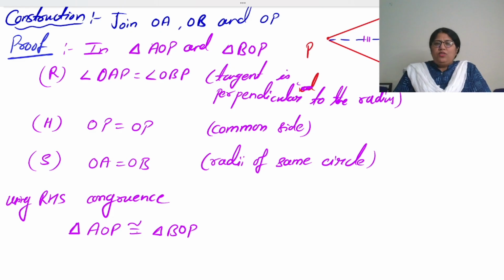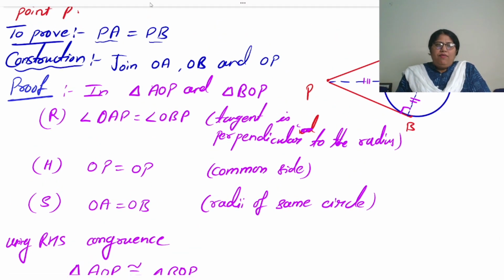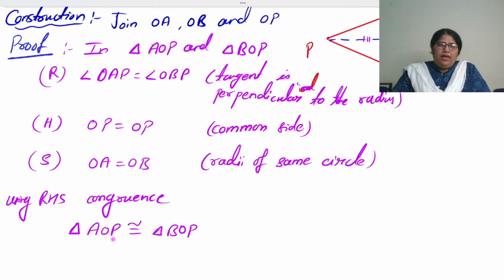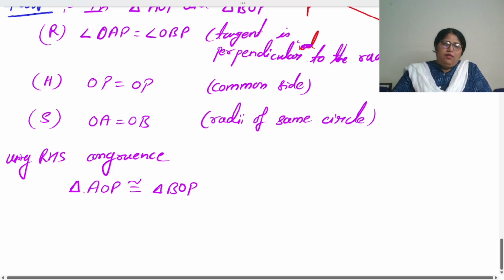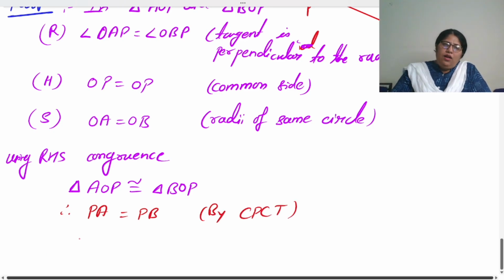The moment you prove these two triangles are congruent, automatically the corresponding sides, which is PA or AP, is equal to BP, or we have written here to prove PA. So I can write here PA is equal to PB by CPCT. Therefore PA equals PB, and you are using corresponding parts of congruent triangles are always equal. Now you have proved that the tangents drawn from an exterior point are always equal in length.